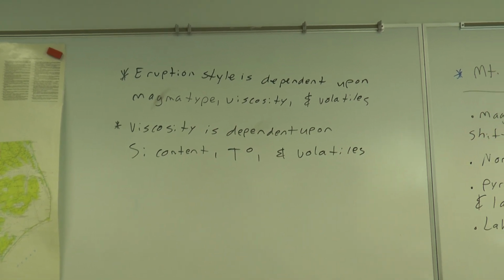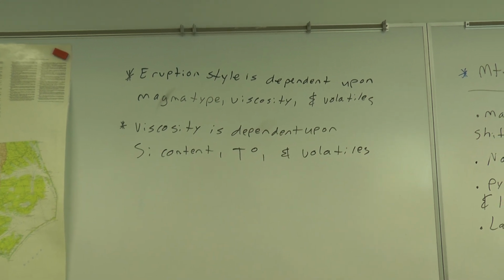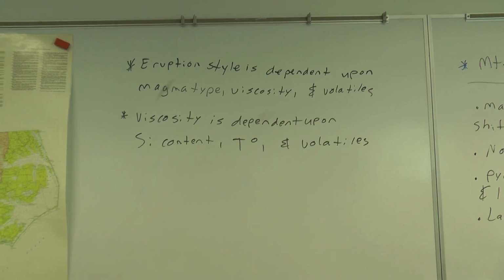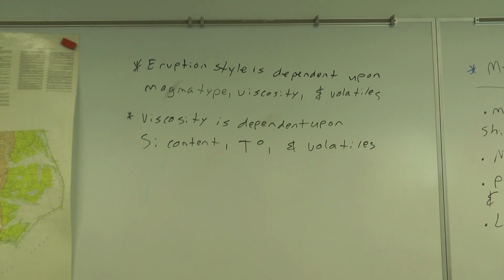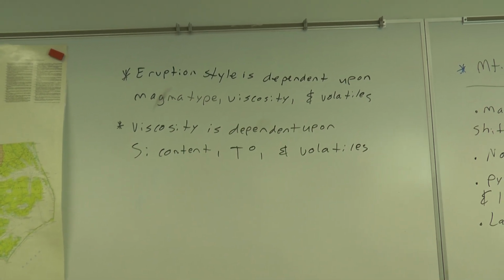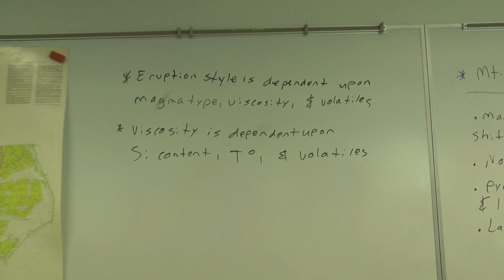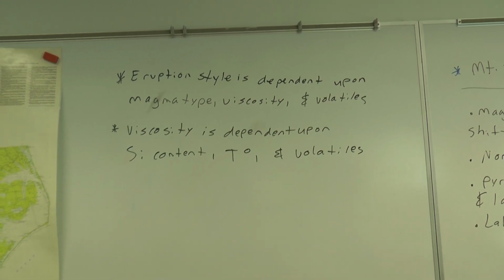All right, so as we discussed in class, for those of you that were able to come to class, eruption style is dependent upon three things: magma type, viscosity, and volatiles. Of course, all of this information is also in the narrated PowerPoints. So viscosity is going to be very important. And remember that viscosity refers to resistance to flow.